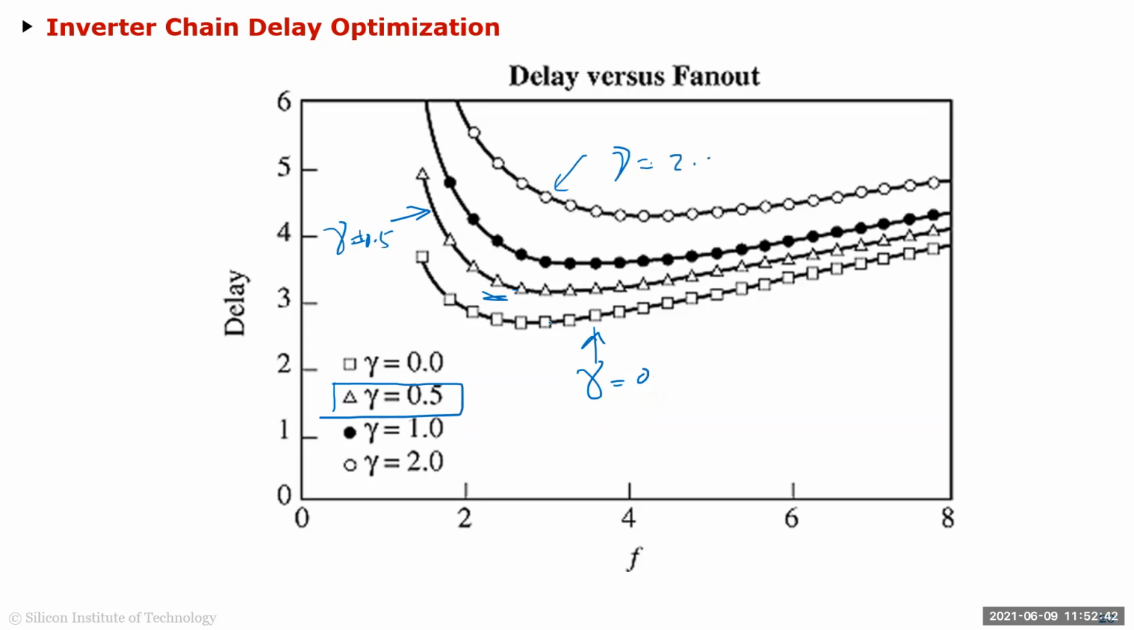And from this curve, you can see the optimum delay. This is the minimum delay. You can see for this curve, this is the minimum delay, and so on. So it's somewhere around, this is 3, so somewhere around maybe 2.5 to 4.